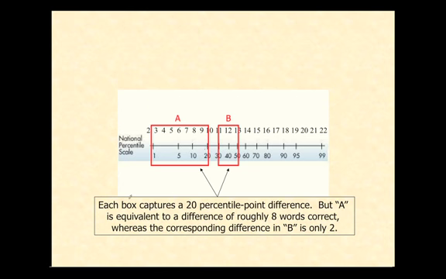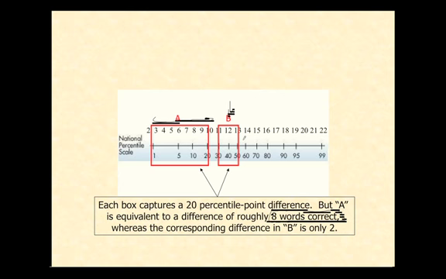Each of these two boxes captures a 20 percentile point difference. But box A is equivalent to a difference of 8 words correct. That's a big performance difference. So we go all the way from 3 up to 10 in box A. However, in box B, with the same 20 percentile points, we're only looking at a 2 raw score point difference.